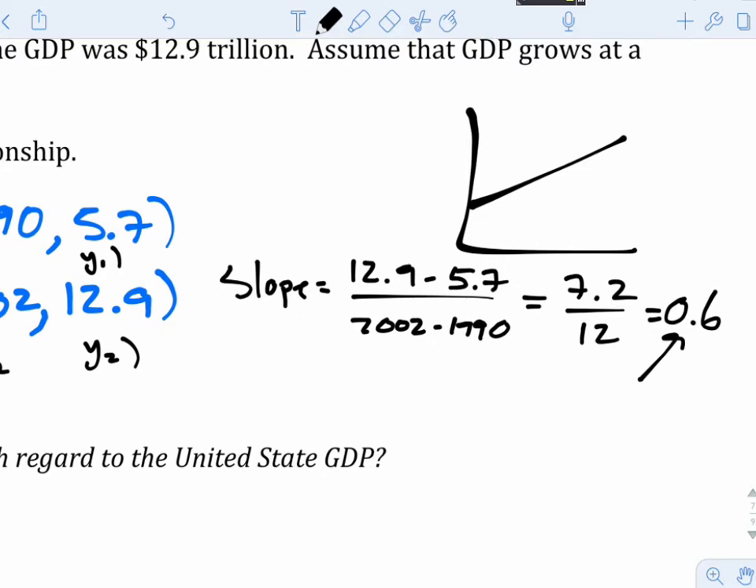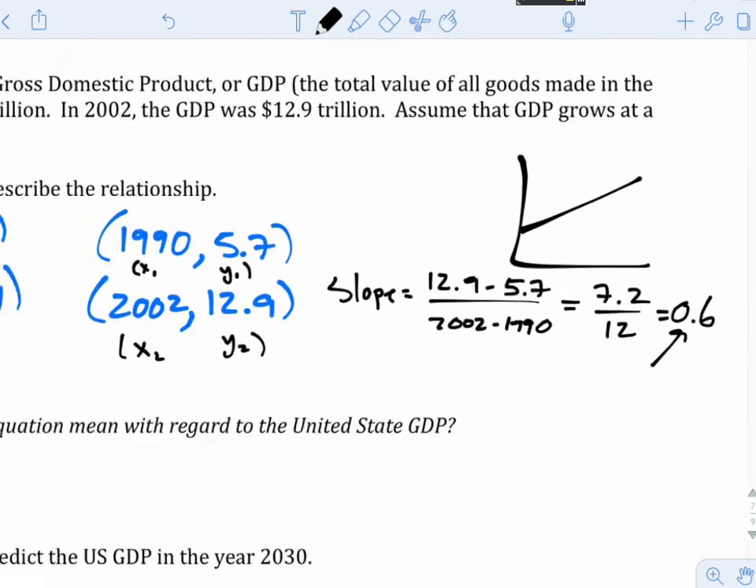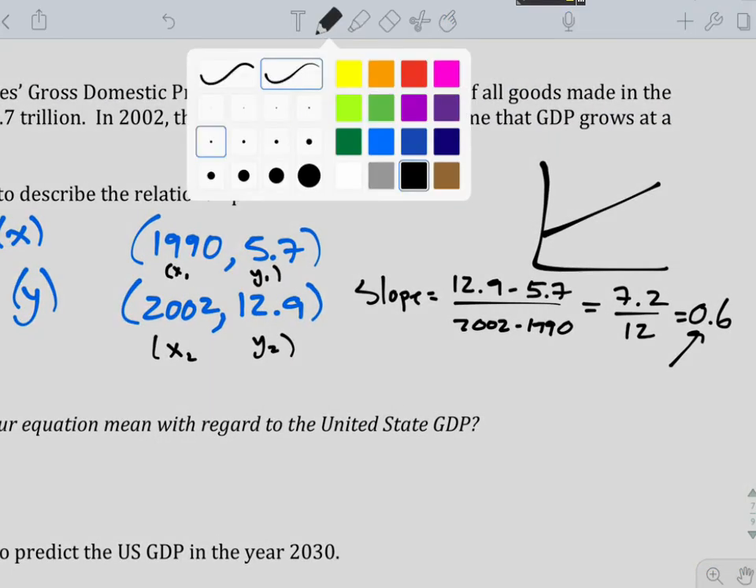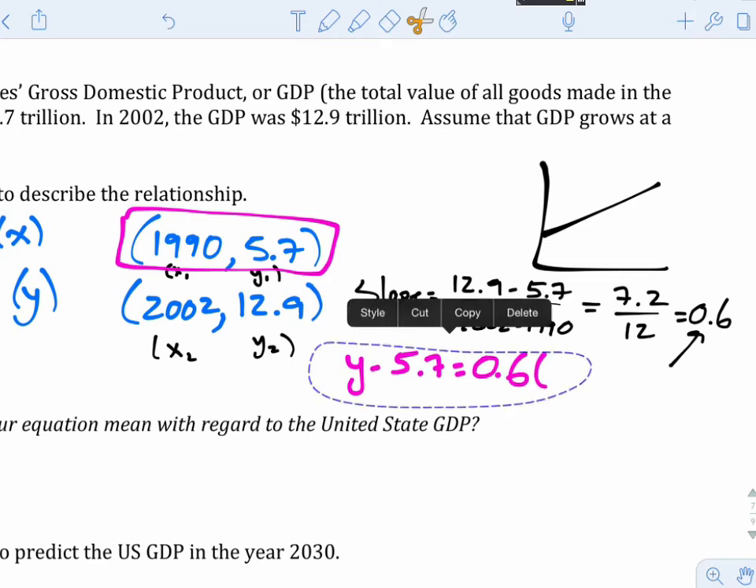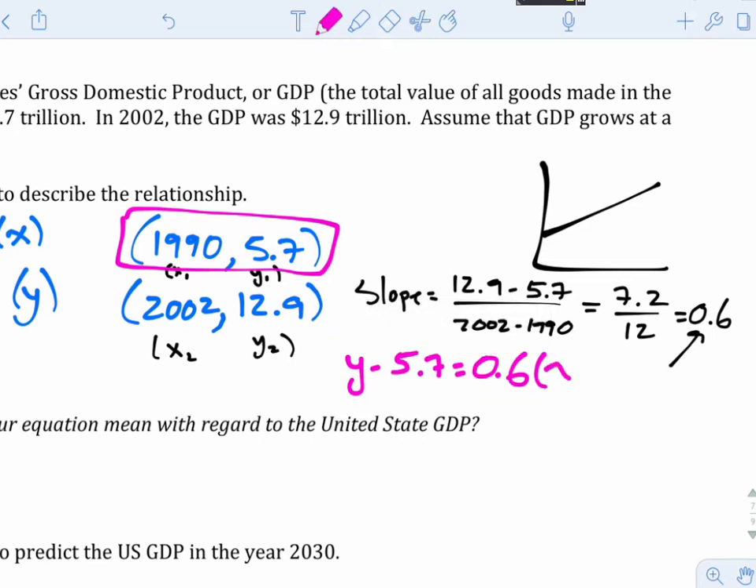That's pretty good. And so now that we have the slope, and I'm going to use this point right here, we can create an equation to describe the relationship. And I'm going to put it in two ways. The first way I like to do it is just kind of point-slope fashion, in which case we'll just have y minus 5.7 equals 0.6 times the quantity of x minus 1990, which is all groovy.